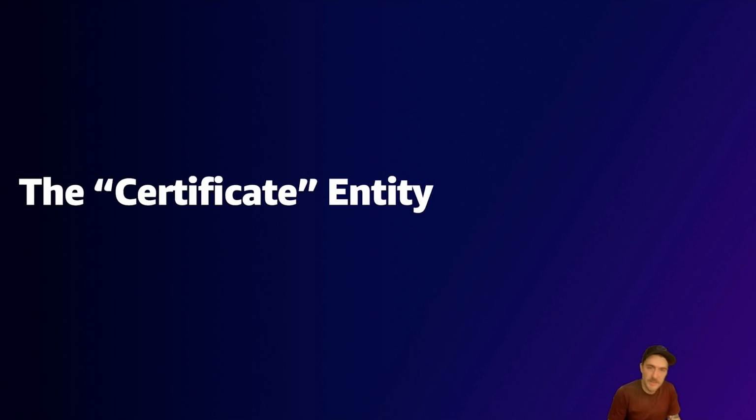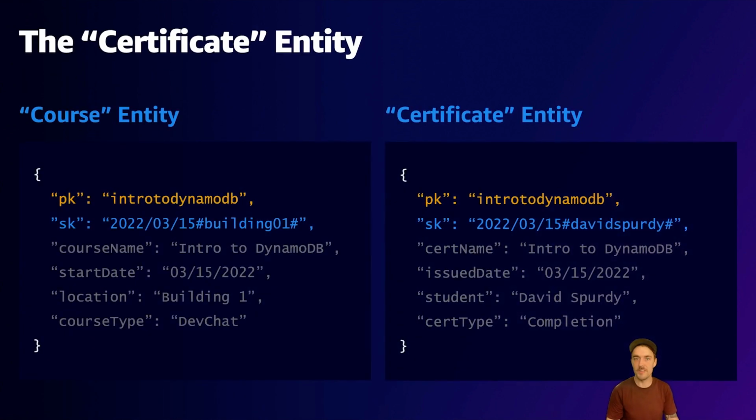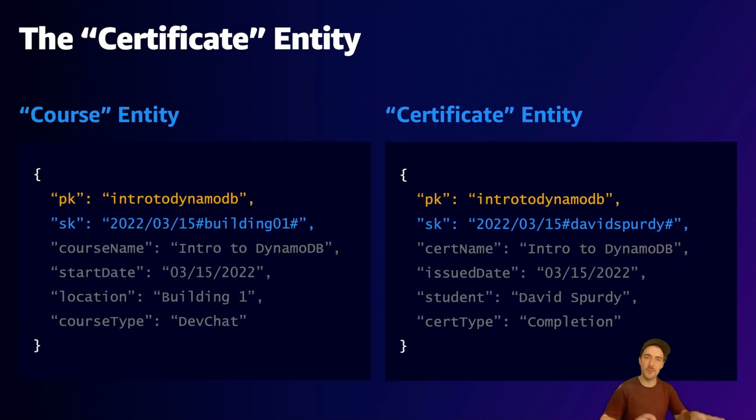Okay. Now we're talking about single table design. So we're going to also have another entity that lives inside of this table. And we're calling this the certificate entity. Now the certificate entity is going to be very similar to the course entity, because what we'll say is the certificate entity is one that you get when you complete the course. So you took the course Intro to DynamoDB, you got a certificate for that course. So it's definitely tied to the course that you took. You can see that's very similar.